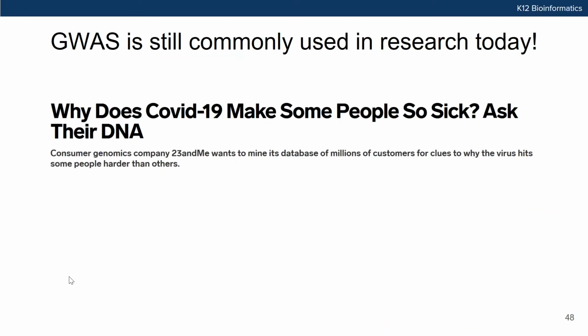And you may be interested to know that genome-wide association studies are still commonly used in research today to learn about specific traits and disorders that impact several genes. In fact, a recent news story about investigating COVID-19 and why certain people have such a severe reaction to the virus as opposed to others is a question that some companies think GWAS can answer.